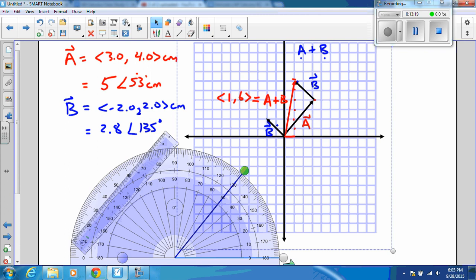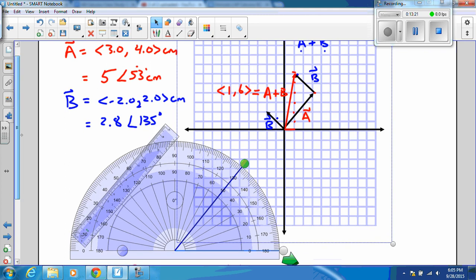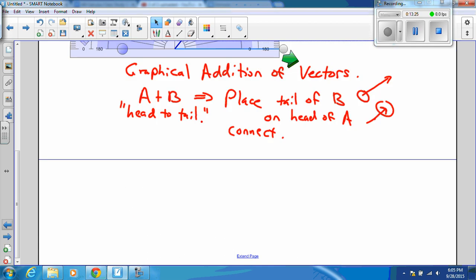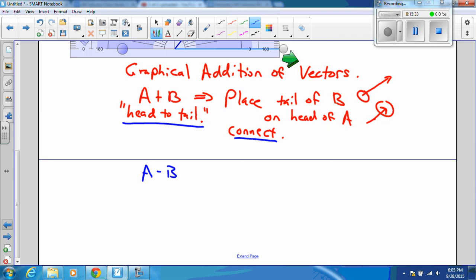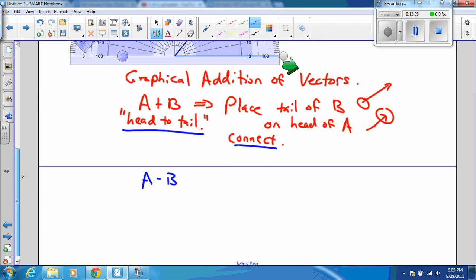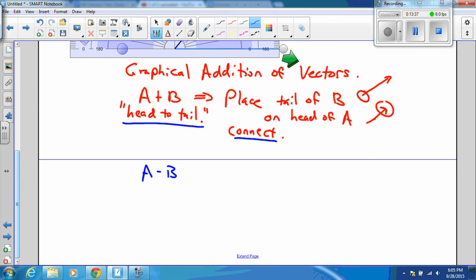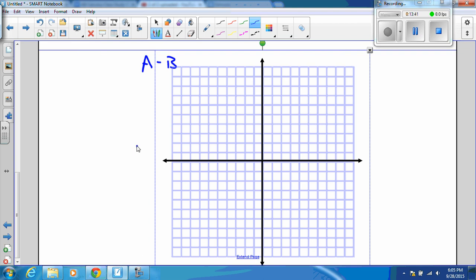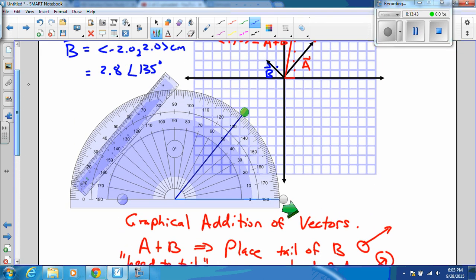Looks like our B was a little bit off. And that points to something about the graphical addition of vectors, and that is that the graphical addition of vectors is imprecise because you're working from the graph. So, graphical addition, head to tail, and connect. What about subtraction? A minus B is a little bit trickier.